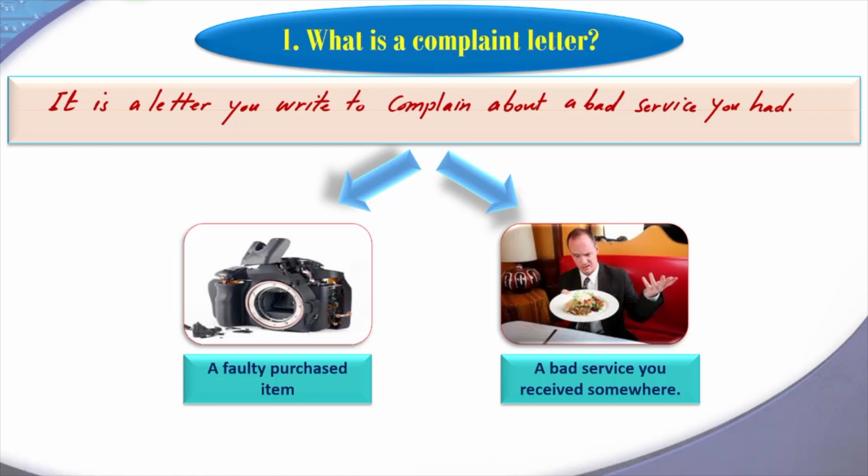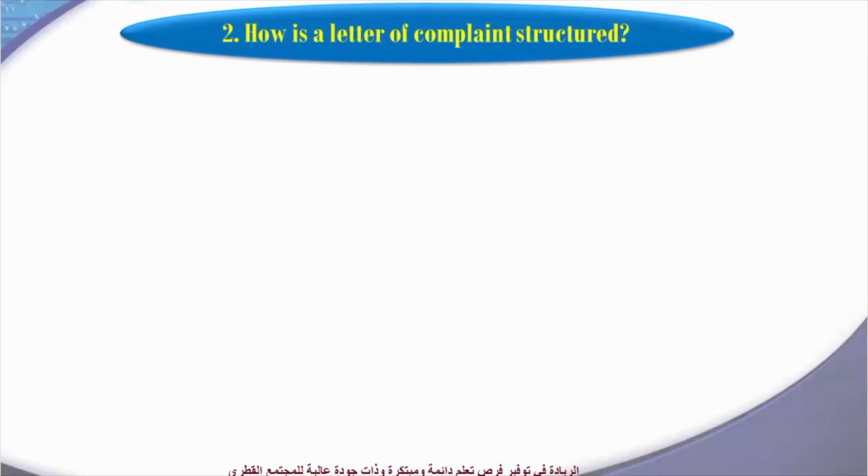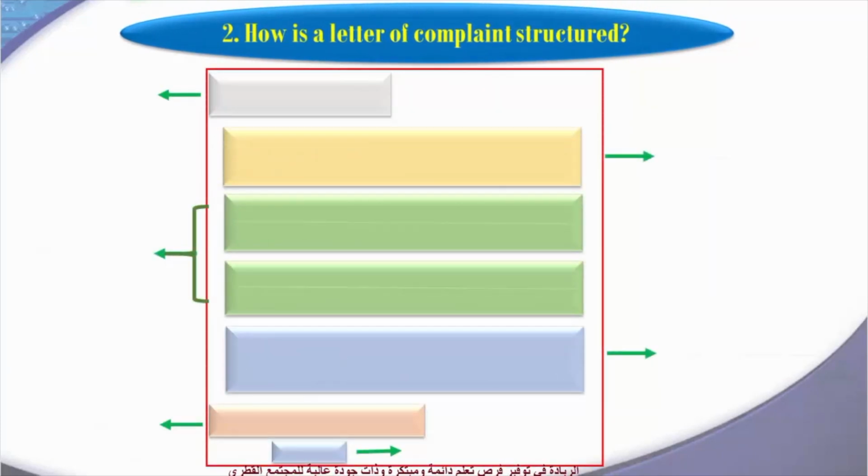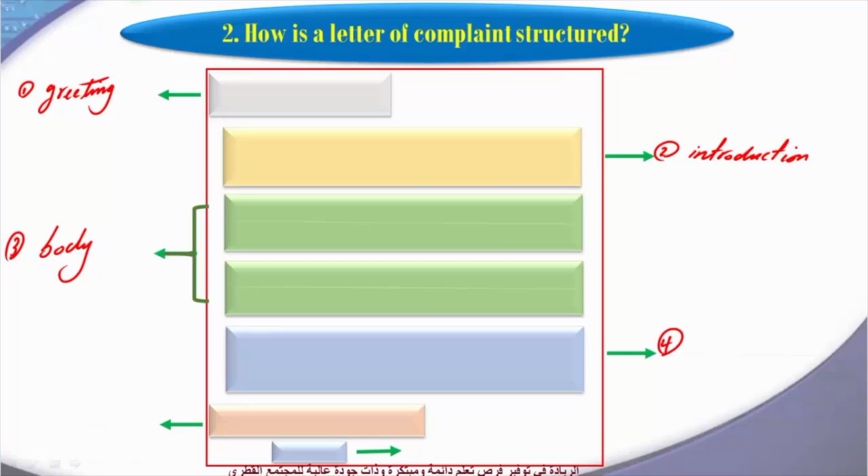So, how is a letter of complaint structured? Look at this diagram or this outline. Here we have space for greeting in order to greet the one you address. Number 2, we have an introduction. 3, we have the body, which contains 2 paragraphs. Then the body is followed by a conclusion, and then the closing, followed by the name and signature.